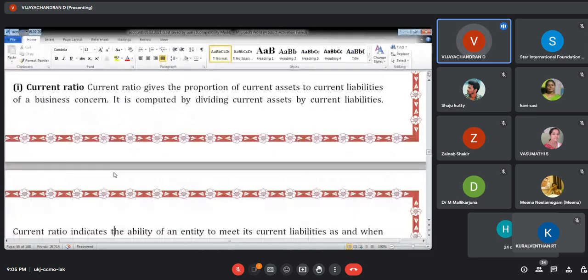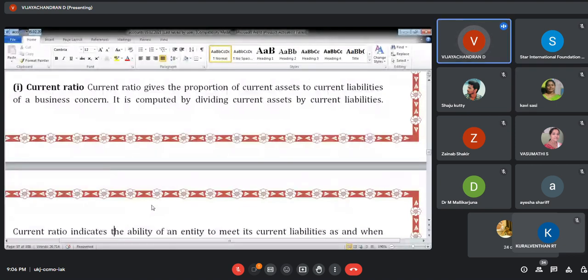Okay. What is the ideal ratio? Can you say what is the ideal current ratio? What is the standard ratio? Any answers? Current asset divided by current liability. Okay. 2 is to 1, sir. Correct, sir. 2 is to 1. So 2 is to 1 is the ideal. Very good, ma'am.